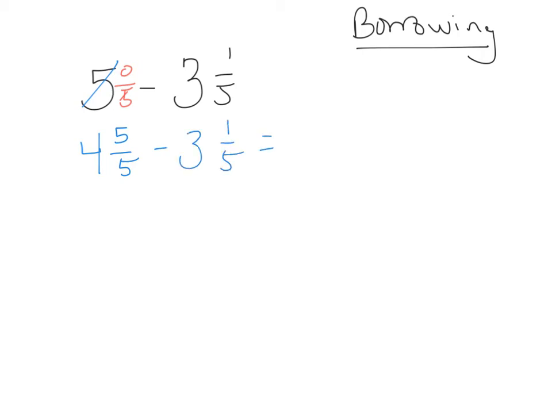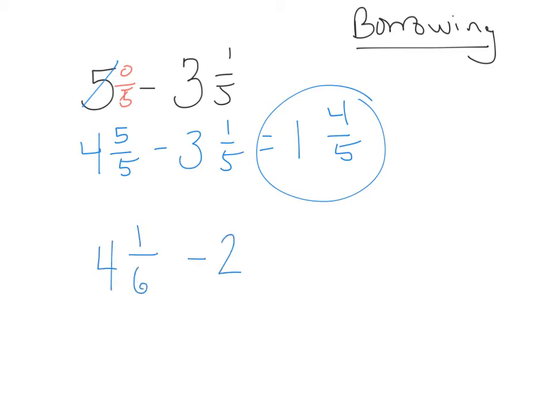Now I can subtract the wholes. 4 minus 3 is 1, and 5 fifths minus 1/5 is 4 fifths. It's in simplest terms, so that is my final answer. There will be times where you need to borrow after you've made the denominators the same. So for example, 4 and 1/6 minus 2 and 2/3.